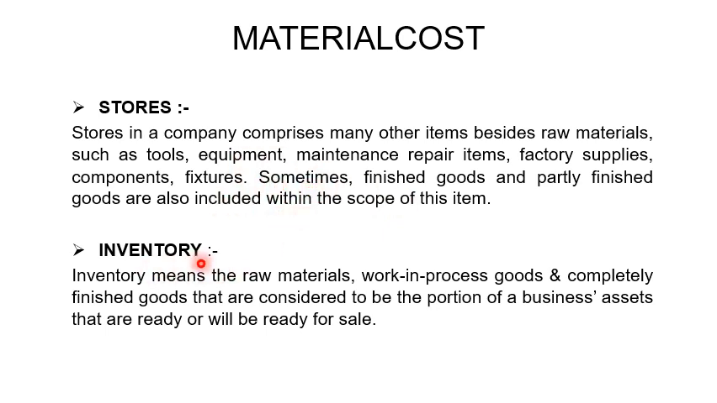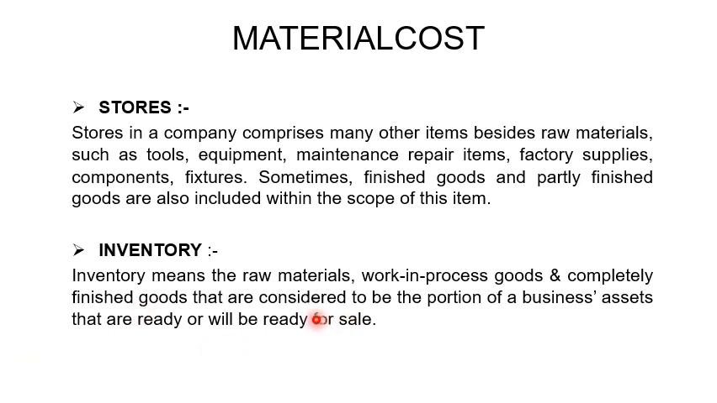Now next is the inventory. It means stock. Inventories means the raw material, work in progress goods, and completed finished goods that are considered to be the portion of the business assets that are ready or will be ready for sale. As you know very well, it is a main asset, a current asset. Stock we show on the asset side.